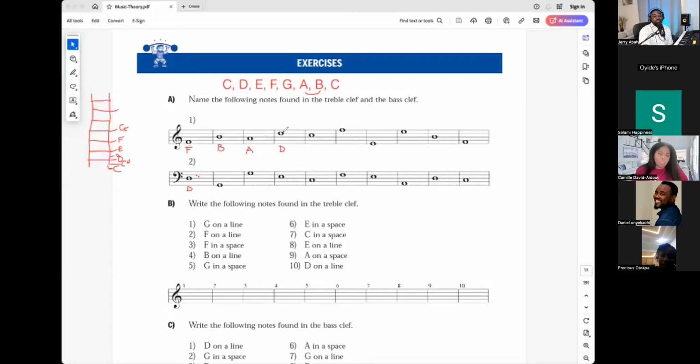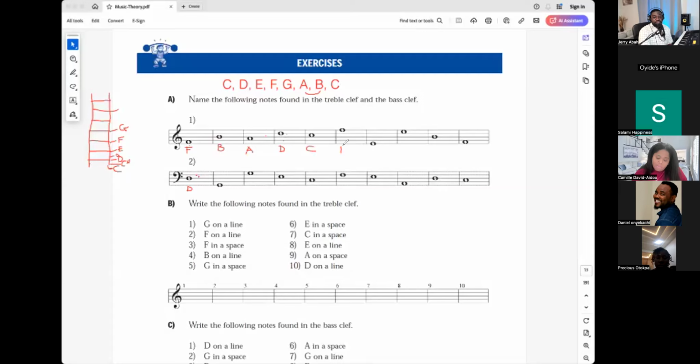Remember the names for the lines of the treble clef. Every good boy deserves D. Okay, the name of the fourth line. And then let's go to the next one. All right, after D, what is the next note to your left? After D, you're coming down. So you come down to C. And after C, you are going up again. C, D, E, F. So you go to an F.